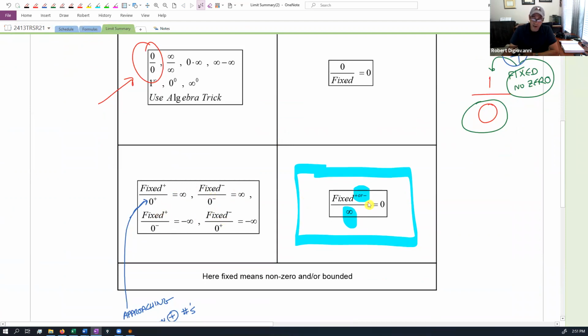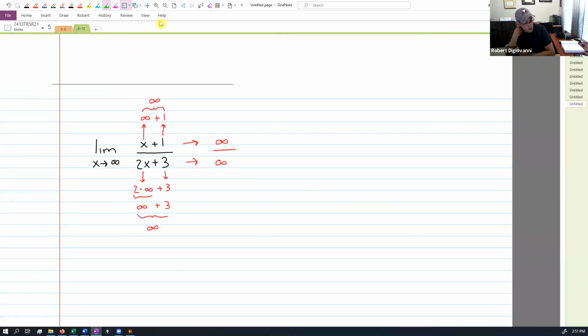If we go back to our limit formulas here, we've focused a lot of our attention today on these, but now we are looking at this one here in green, infinity divided by infinity. Whenever we see infinity divided by infinity, we are going to have to use some algebra or some trick. That's what we're going to need to do.